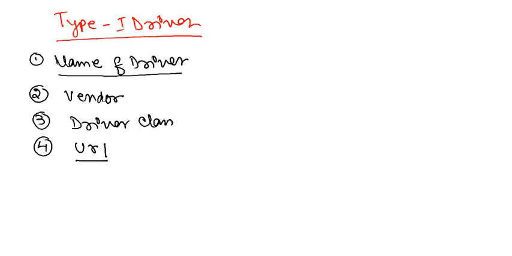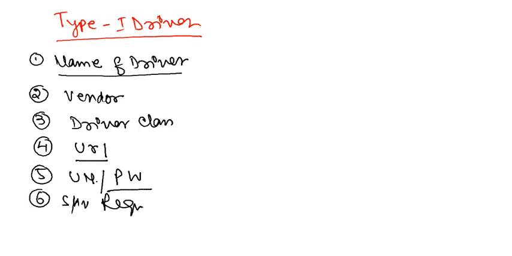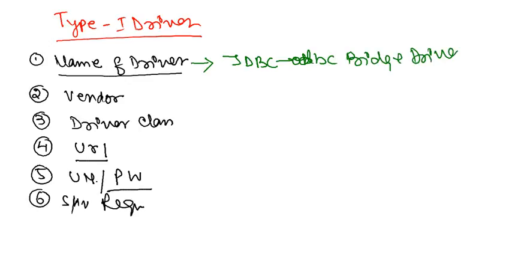The fifth one is the username, and the sixth is the password as well. The next one is the software required. One by one I'll be writing these here. As you know, the type 1 driver we will be calling the Jdbc/ODBC Bridge Driver. So this is one important point.